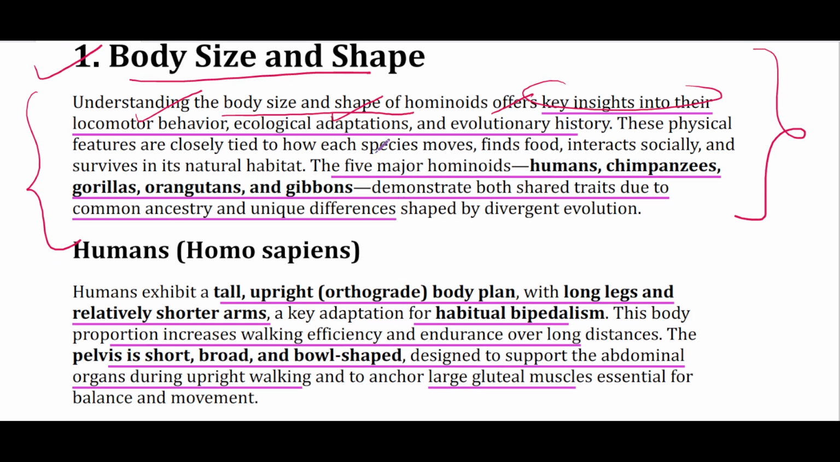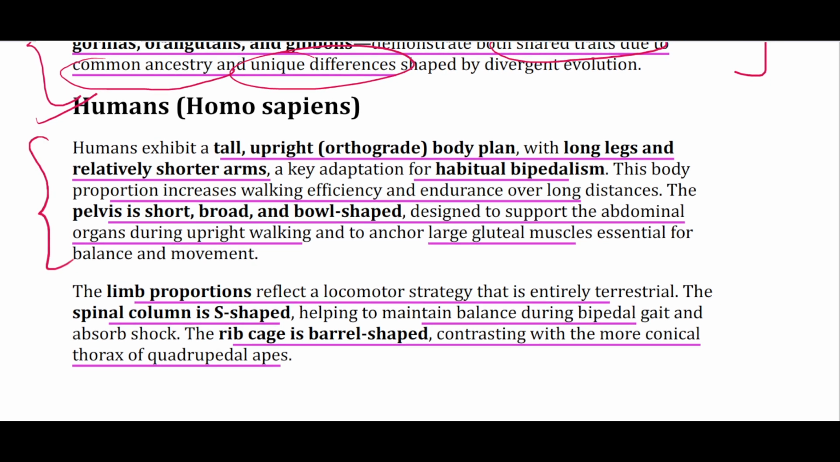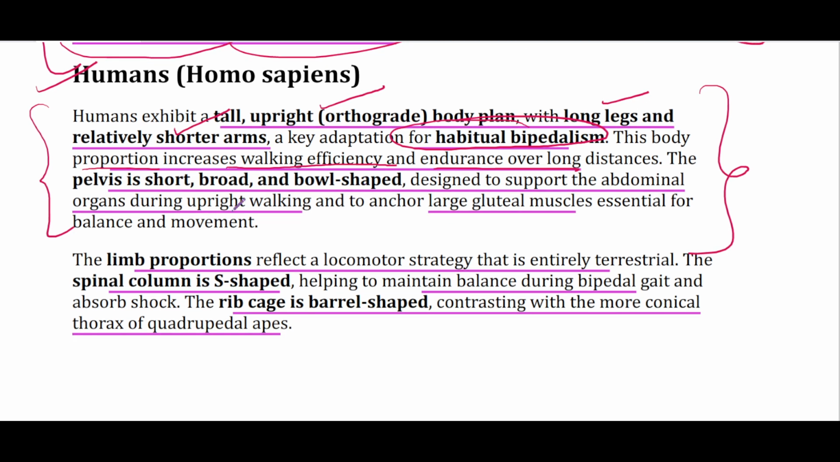And these five major hominoids, humans, chimpanzees, gorillas, orangutan, and gibbon, demonstrate both shared traits and unique differences or derived traits. First, humans or Homo sapiens. So, humans exhibit a tall, upright, orthograde body plan with long legs and relatively short arms, which are key adaptation for habitual bipedalism. Habitual bipedalism means regular, permanent bipedalism. And this body proportion, with having long legs and shorter arms, increases walking efficiency and endurance over longer distances.